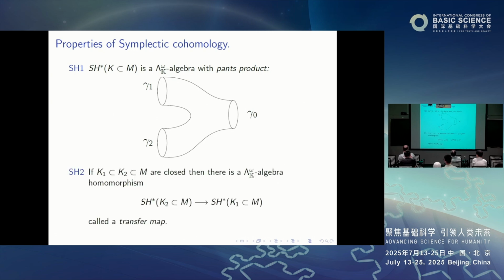Okay. The next thing is I have a map called a transfer map. If K1 is a subset of K2, then I have a map from symplectic cohomology of K2 to symplectic cohomology of K1. So it's like cohomology, it goes in the opposite direction, it restricts. Okay? So that's the second property.